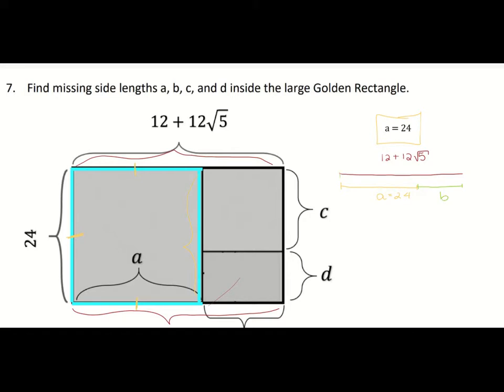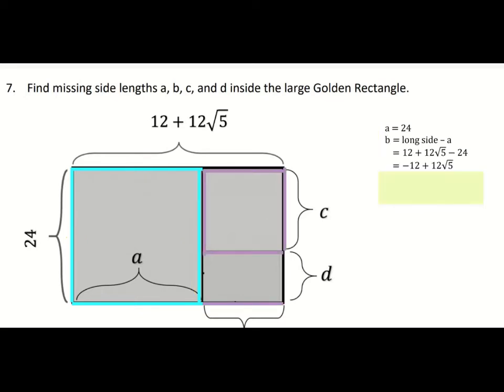So what we need to do is take the entire 12 plus 12 root 5 and subtract off, or chop off, 24 units of that length. That's going to leave us with the length of B. So we're going to do long side minus A. That's going to give us the length of B. You can see just by substitution we can determine the length of B. The long side minus A is going to give us the length of B. That's 12 plus 12 root 5 minus 24.